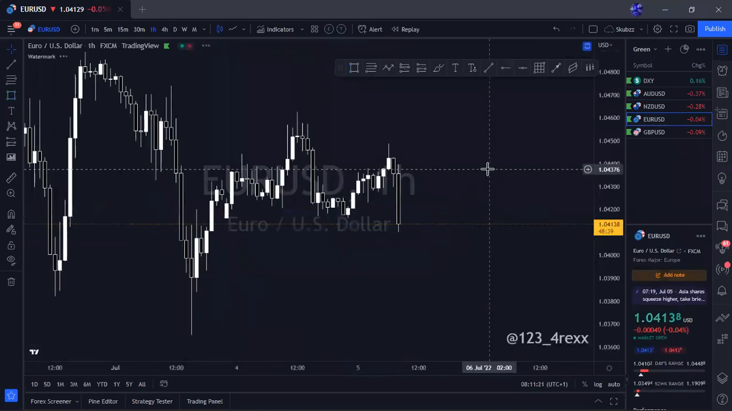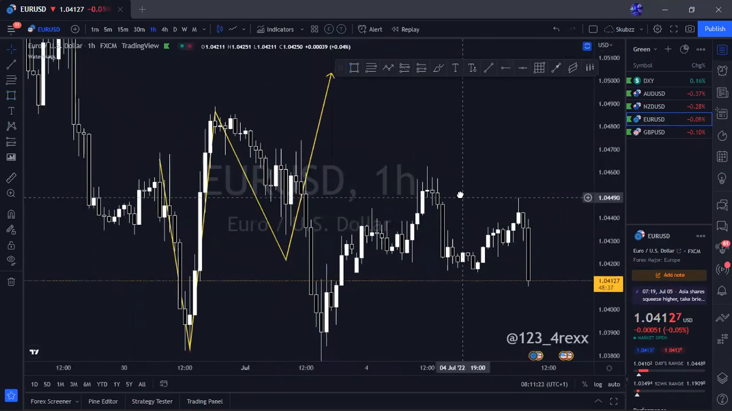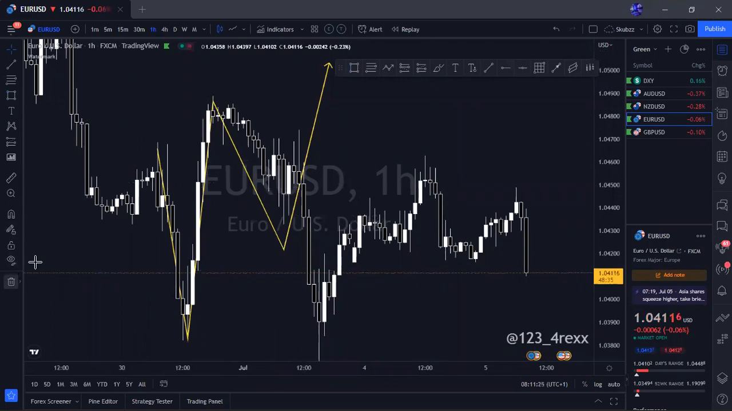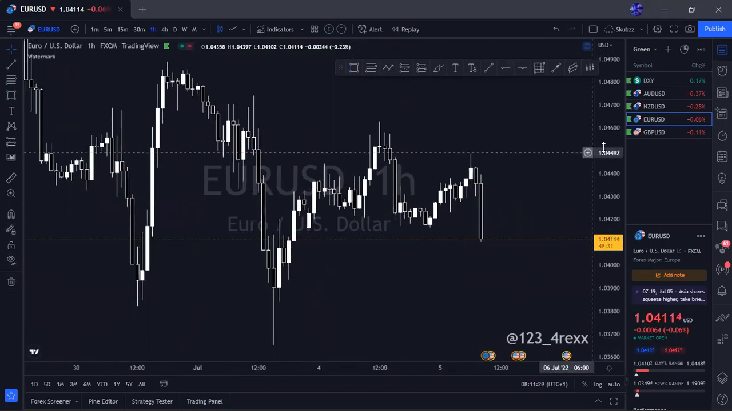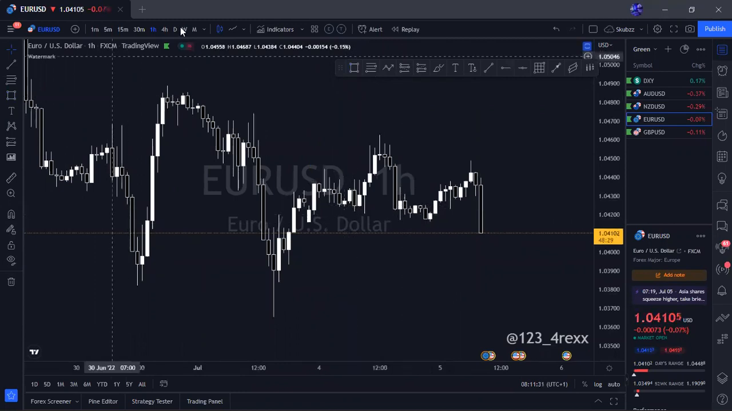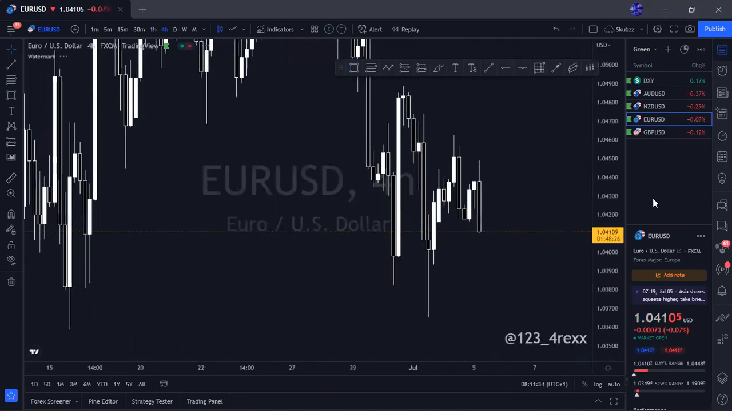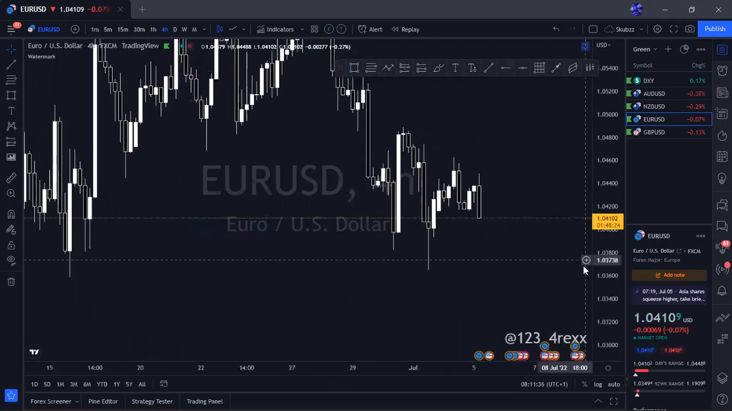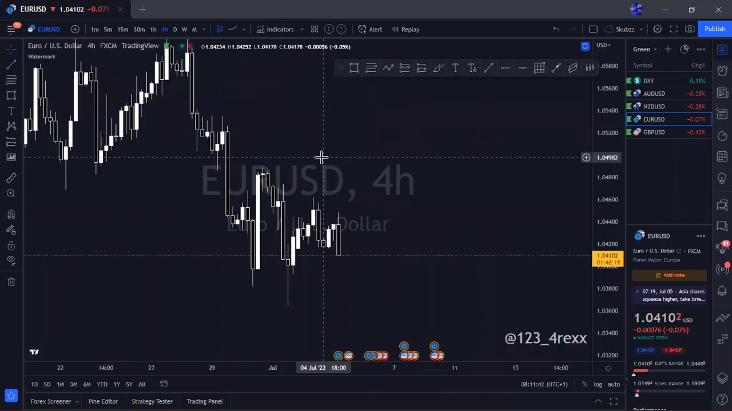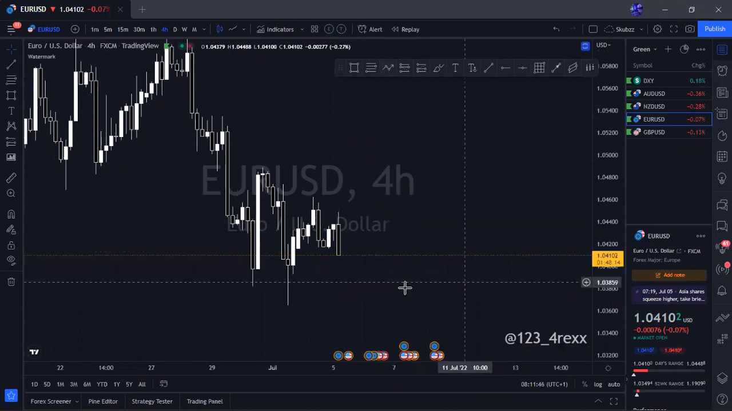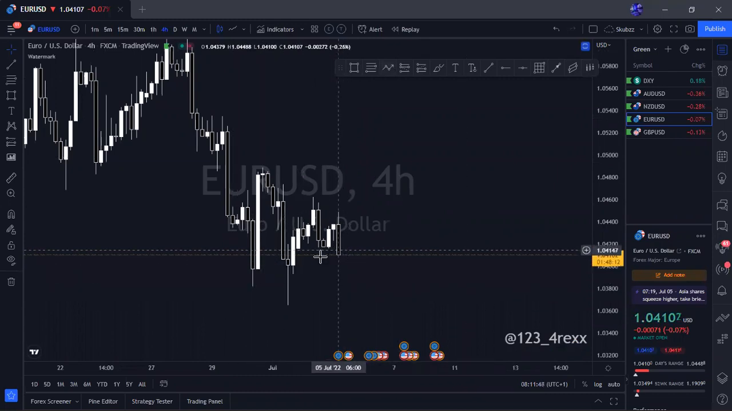So Euro USD. Euro USD is still, I wouldn't say it's still shitty, but it's one kind. I must confess. Let's look at our 4H and see what we have. On our 4H, I wouldn't say we're bearish. We kind of are, but then it's just these flat lows here. I don't like seeing them. I like seeing breaks of structure.